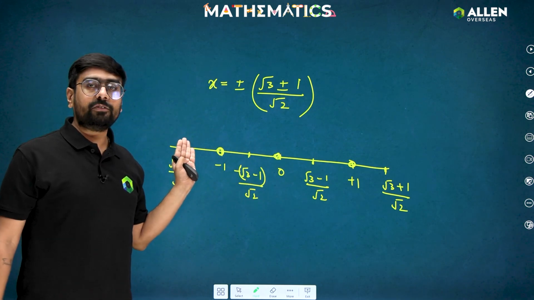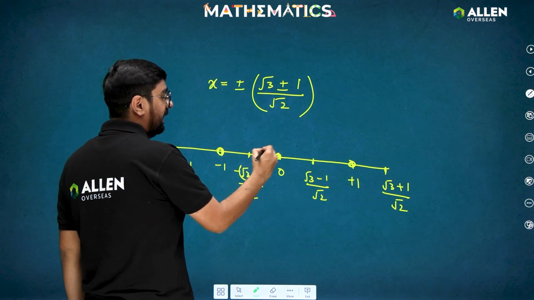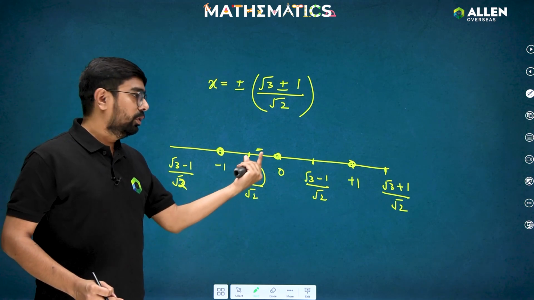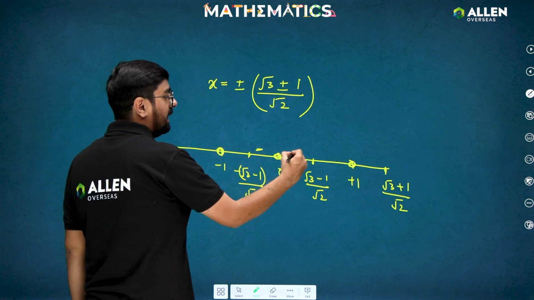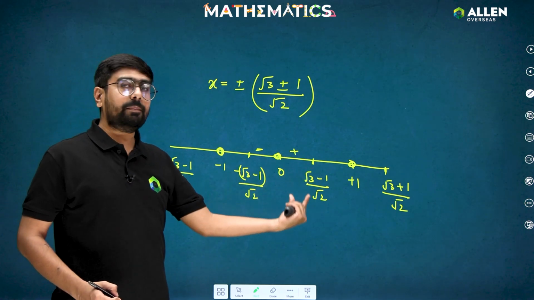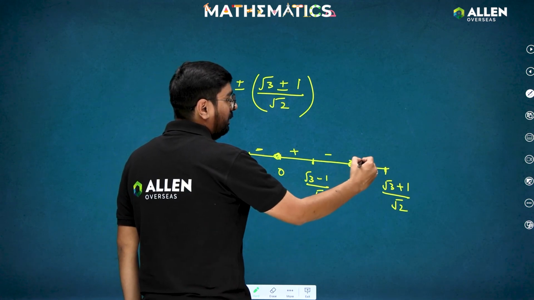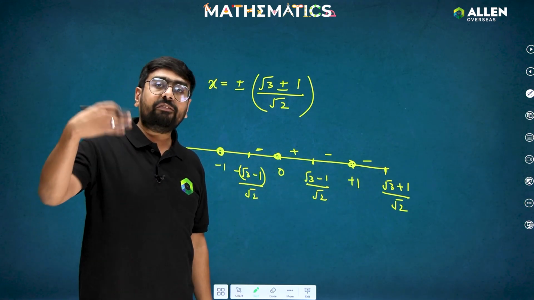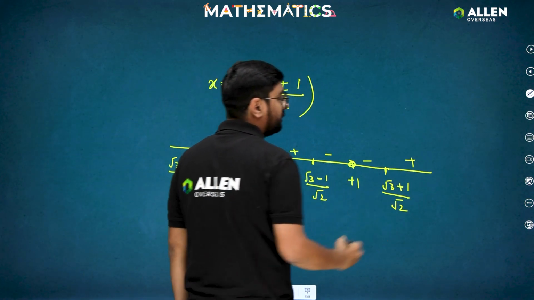Now I have to check the signs of the function in the neighborhood of these points. If I check, the sign is negative over here, between negative of root 3 minus 1 by root 2 and 0, you can check on your own, right? The sign will be positive between 0 and root 3 minus 1 by square root 2. The sign will be negative over here. It will again be negative between 1 and root 3 plus 1 by square root 2. After root 3 plus 1 by square root 2, the sign will change to positive.